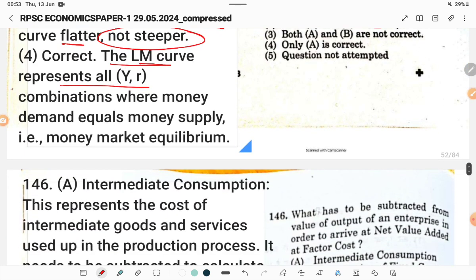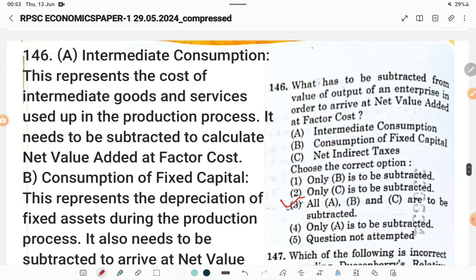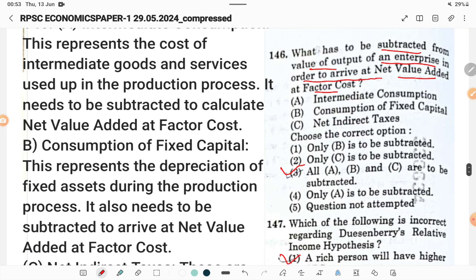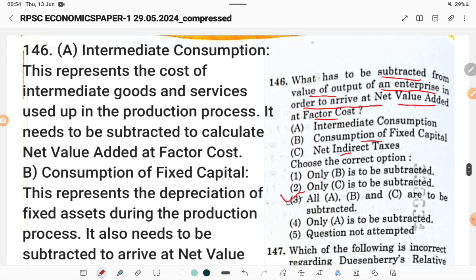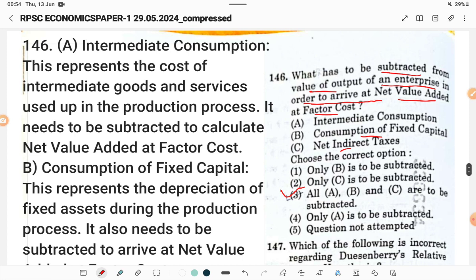Now the next question is 146. What has to be subtracted from the value of output of an enterprise in order to arrive at the net value added at factor cost? So first is intermediate consumption, second is consumption of fixed capital, and third is the net indirect taxes. All A, B, and C are to be subtracted.